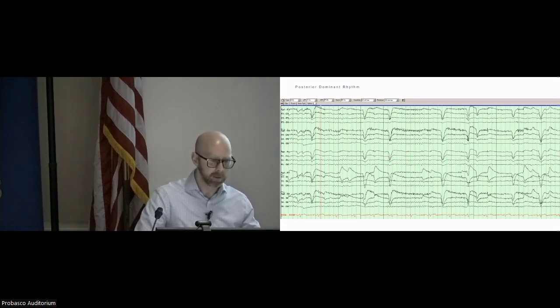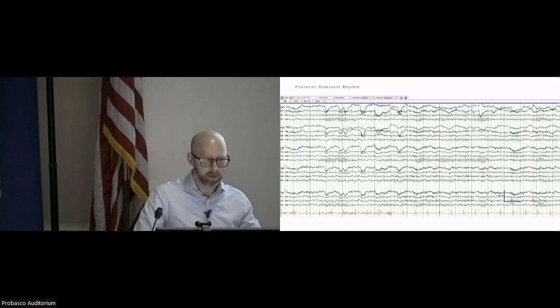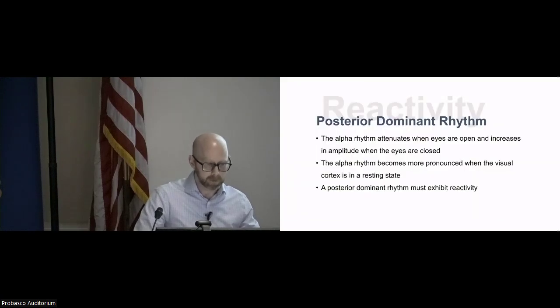And you can see this gradient, right? It's not very high amplitude. It gets higher amplitude as you move back. That's a normal anterior posterior gradient, more or less, right there. Here's another example. This one's really sinusoidal and prominent back here in this posterior region. You can see there's a gradient where it gets higher amplitude as you move back. So that's what you're looking for.